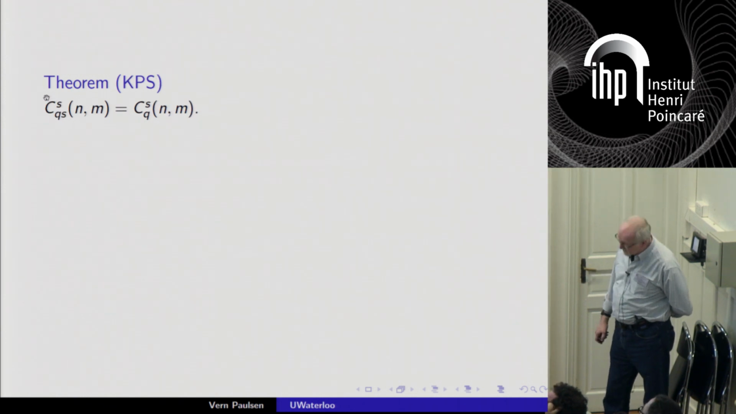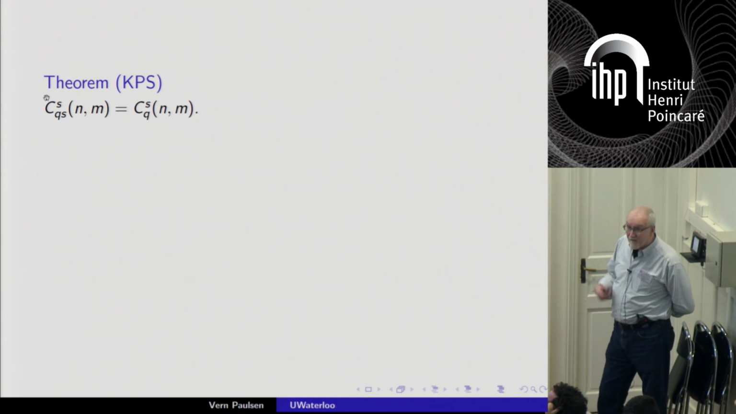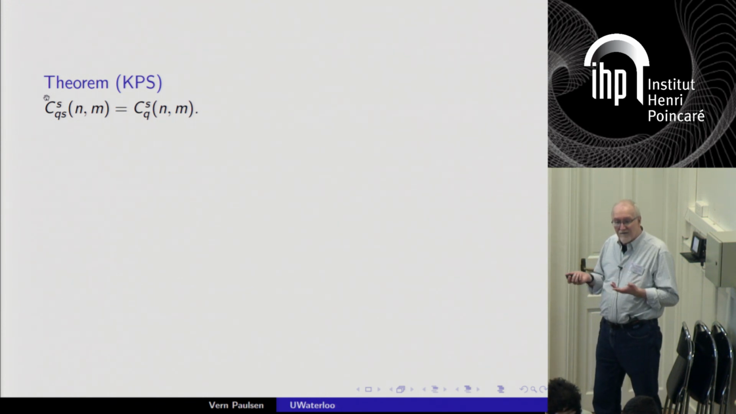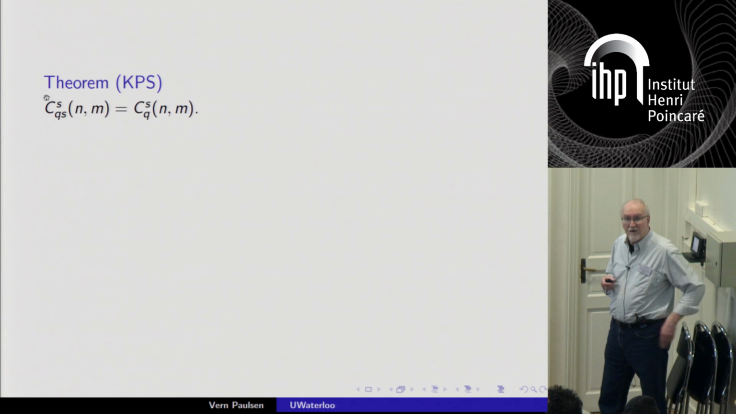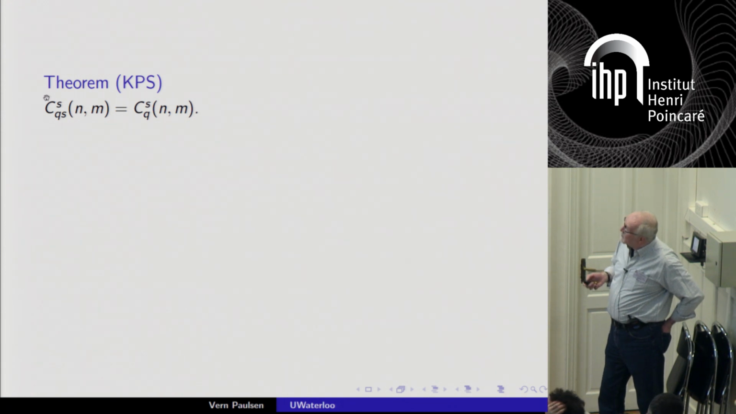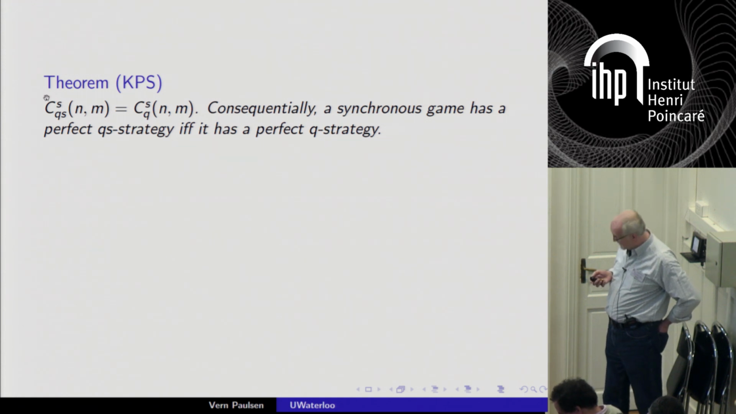So the QS synchronous was a big surprise. Allowing yourself tensor products of infinite dimensional Hilbert spaces instead of finite gives you no new elements at all. So that was quite surprising. Consequently, if you have a synchronous game, saying it has a perfect QS strategy is exactly the same as saying it has a perfect Q strategy.